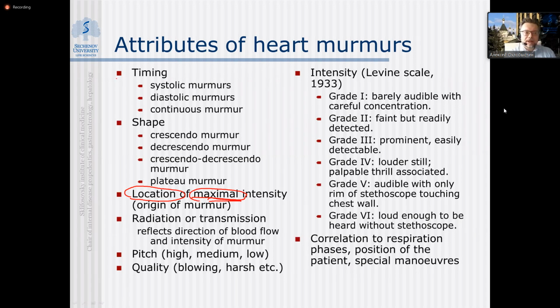Second will be the timing. We need to correlate the presence of the murmur to the presence of systole and diastole. Can somebody tell me how we can find out whether the patient is in systole or diastole when we hear a murmur? What will be the basic marker that a murmur you hear after a sound is systolic or diastolic? Any ideas? Maybe Gabriel, Kadil, any ideas? Somebody else? No?